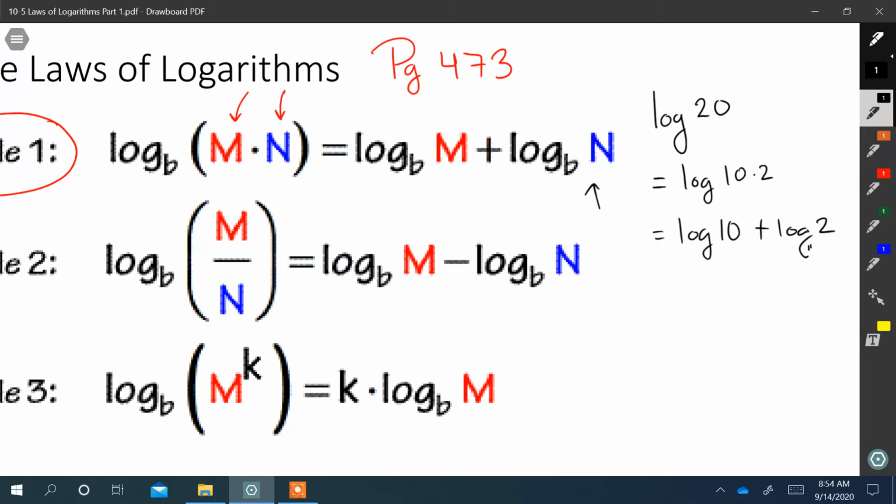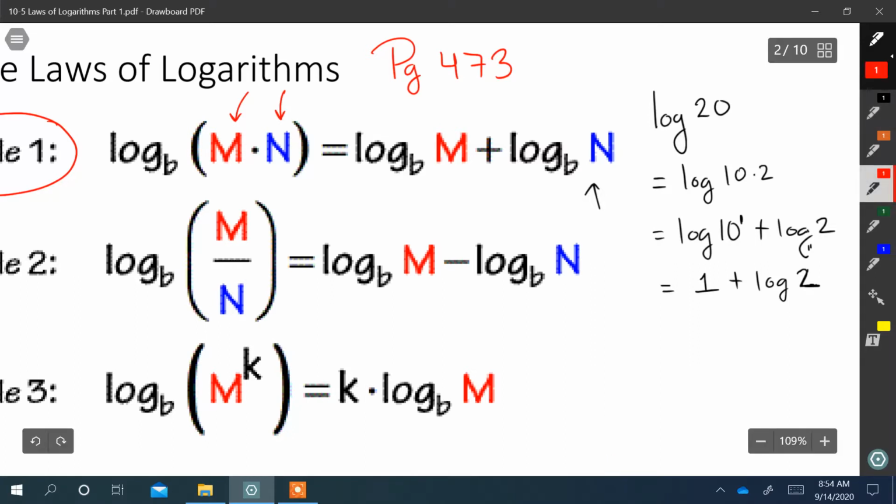Why would I want to do that? Well, the reason why you might want to do that is because you already know what log of 10 is. There is a 1 right there, so this right here will be 1. And then you have 1 plus log of 2. So there's cases where breaking things apart makes the problem a little bit easier. Okay, same idea with this one right here. You have log base b of m over n is equal to log base b of m minus log base b of n.